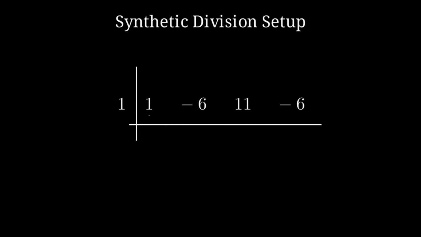Synthetic division is a shorthand method for polynomial division. We write the root we are testing on the outside and the coefficients of our polynomial in a horizontal line on the inside, ensuring we include zeros for any missing terms.